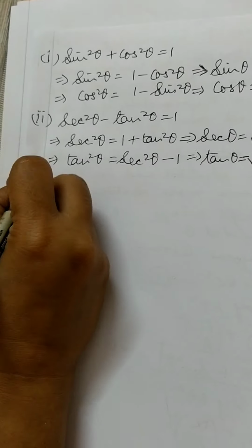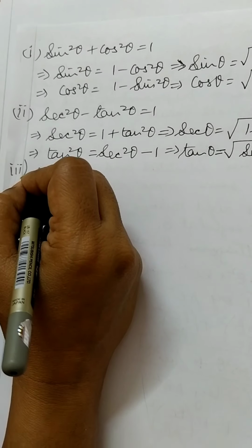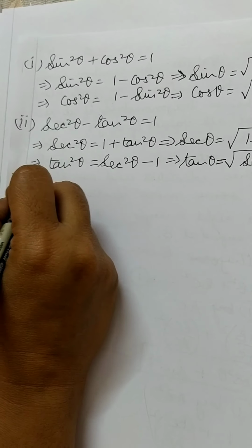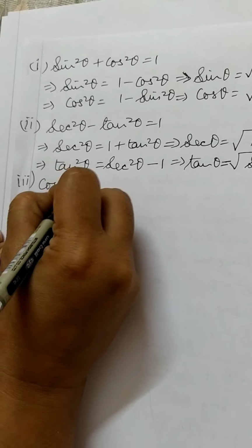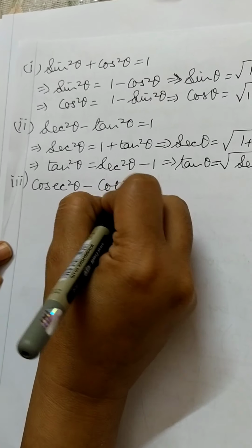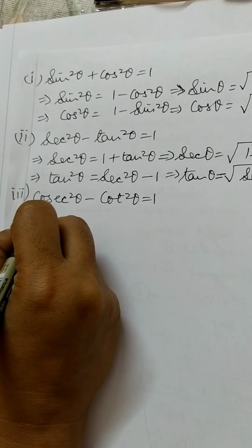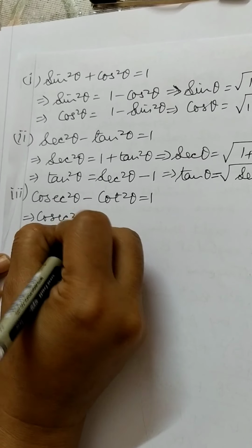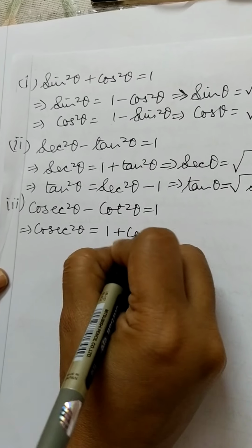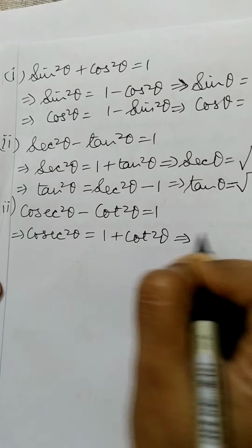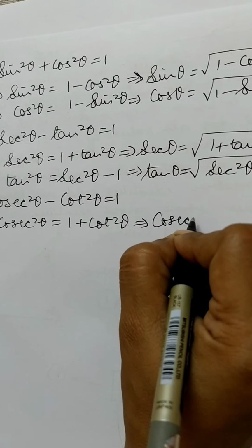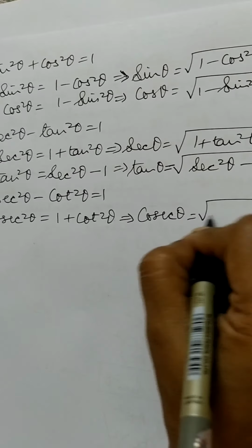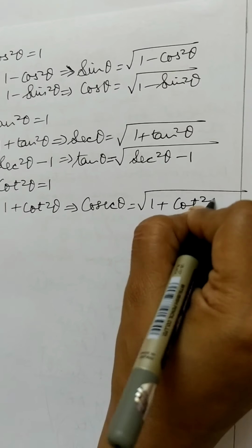Our third fundamental trigonometric identity is cosec square theta minus cot square theta is equal to 1, or you can write it as cosec square theta is 1 plus cot square theta, or you can write that cosec theta is under root 1 plus cot square theta.